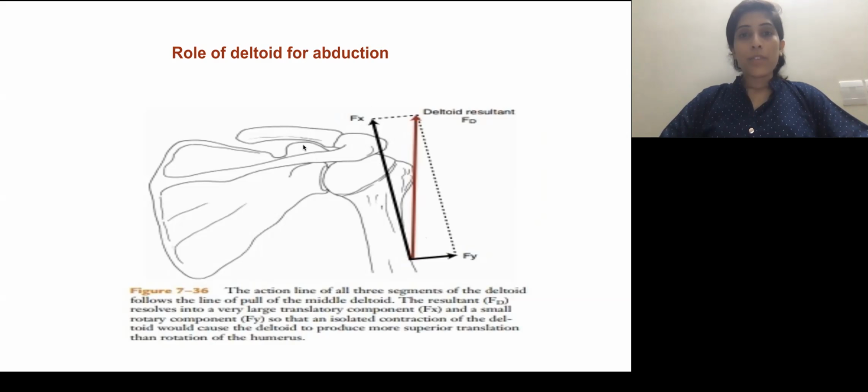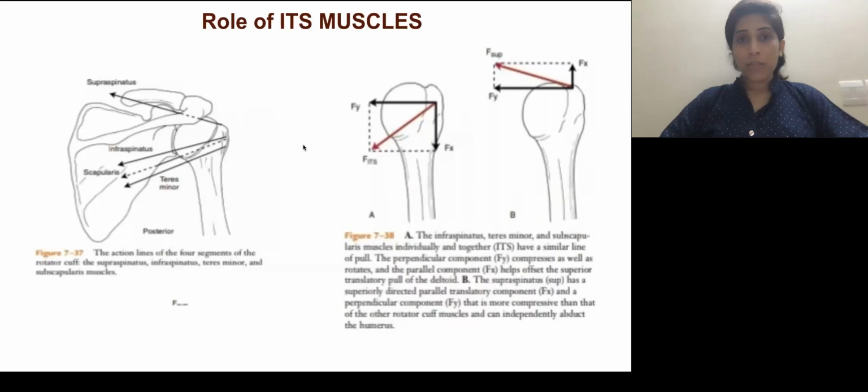Okay, so now we'll see the role of the rotator cuff muscles, and in that, ITS. Here in the first figure, we can see the force direction according to their insertion and muscle action. Almost all of these ITS muscles have the same force direction, whereas the supraspinatus is altered, so it has an upward force vector direction, correct?